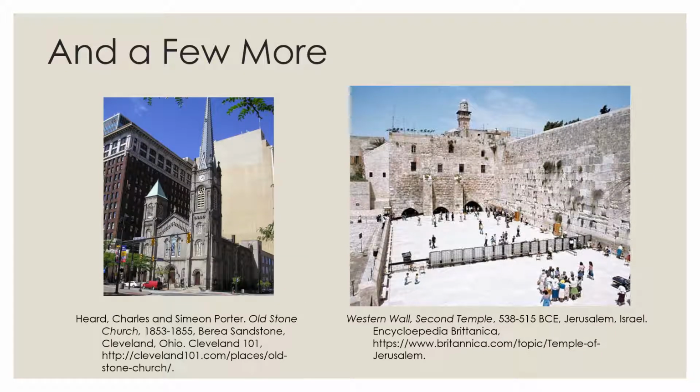The last 2 pieces I'll discuss are the Old Stone Church and the Second Temple Western Wall. The Old Stone Church is located in downtown Cleveland. It's made with local Berea sandstone from Berea, Ohio. It features 3 points: the central point above the church's main doors, a smaller tower, and a traditional church spire.